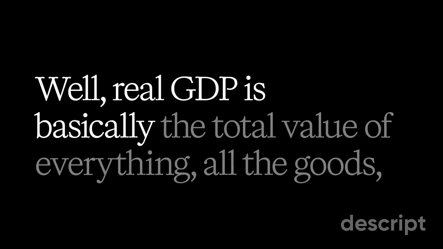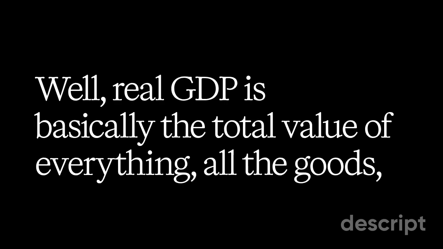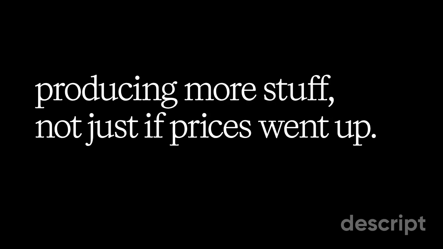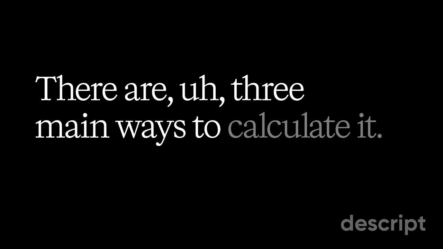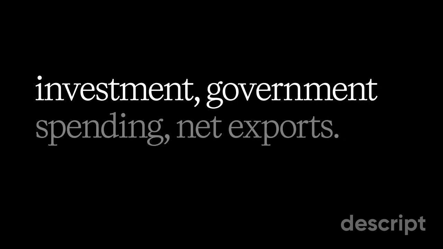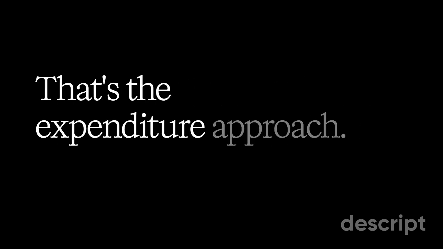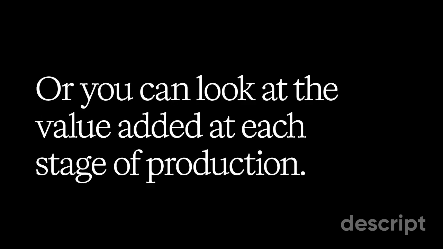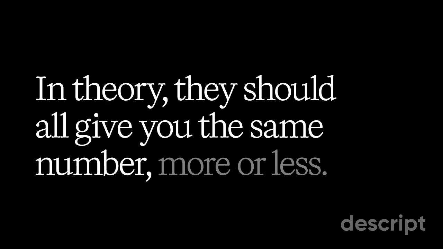Well, real GDP is basically the total value of everything, all the goods, all services a country produces in a year. But, and this is key, it's adjusted for inflation. Ah, right, the real part. Exactly. It's our main way of checking if the economy is actually producing more stuff, not just if prices went up. There are three main ways to calculate it. Okay. You can look at total spending: consumption, investment, government spending, net exports. That's the expenditure approach. Or you can add up all the income: wages, profits, rents. The income approach. Yep. Or you could look at the value added at each stage of production. In theory, they should all give you the same number, more or less.